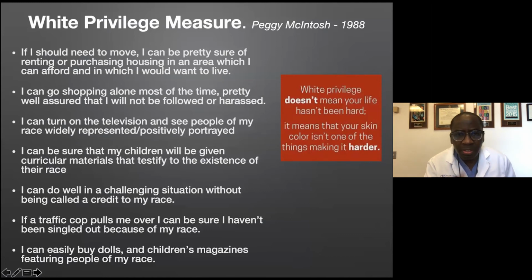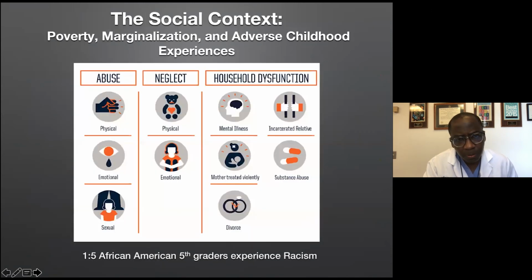Just to contrast, this is the white privilege measure. I just want to preface by saying even the concept of white privilege tends to be quite defensive. But I want to emphasize that white privilege doesn't mean that an individual's life hasn't been hard, or that an individual hasn't worked his way tirelessly from rags to prosperity. What it means is that your skin color isn't one of those things making it harder. And this is a simple measure by Peggy McIntosh that can be used to evaluate white privilege.